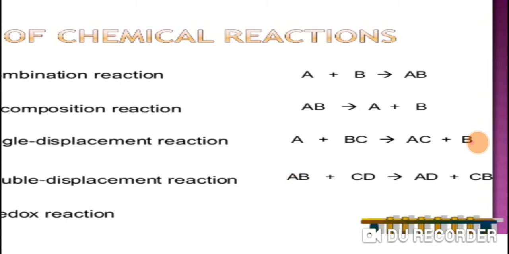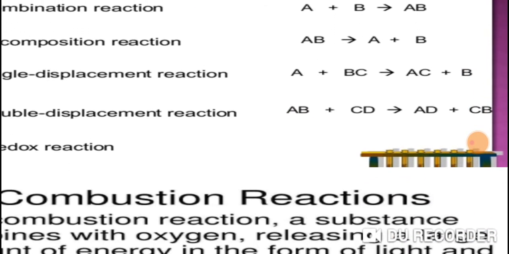Whereas in double displacement, there are 2 reactants. One is AB and second is CD. So when the combination takes place, A will join itself with D and B will join itself with C in the product side, AD and CB. So this is how double displacement takes place.